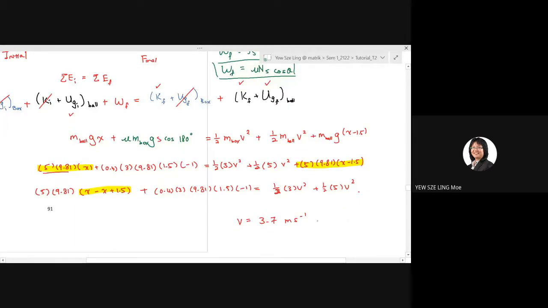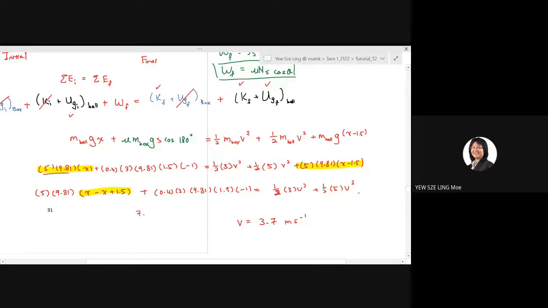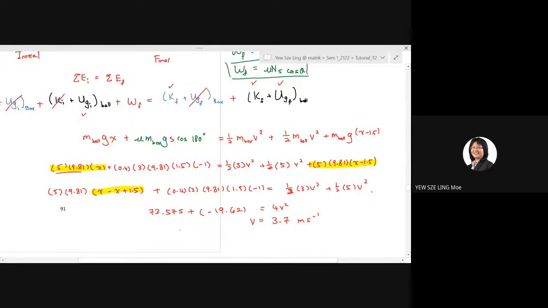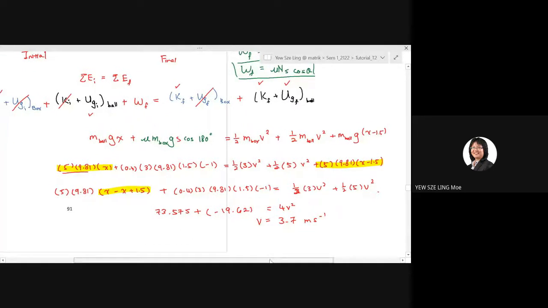I'm not sure what values you are getting. So here I think it's 73.575 plus -19.62, which gives me 4v squared. So v is 3.67, approximately equal to 3.7. So you try to solve it, see whether you can get the answer or not.